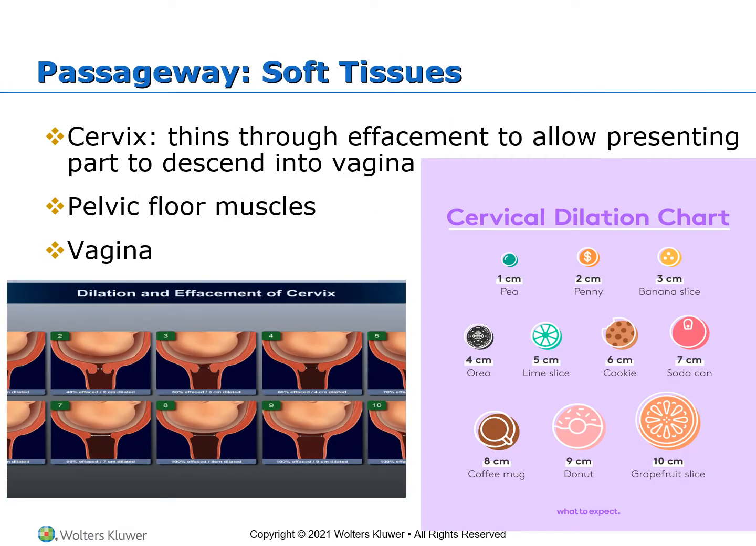So the cervix, and you can see these pictures, basically thins through effacement to allow that presenting part to descend into the vagina. The pelvic floor muscles help the fetus rotate as it passes through the birth canal. And the soft tissues of the vagina will expand to accommodate the fetus during birth. So all those things are the passageway.